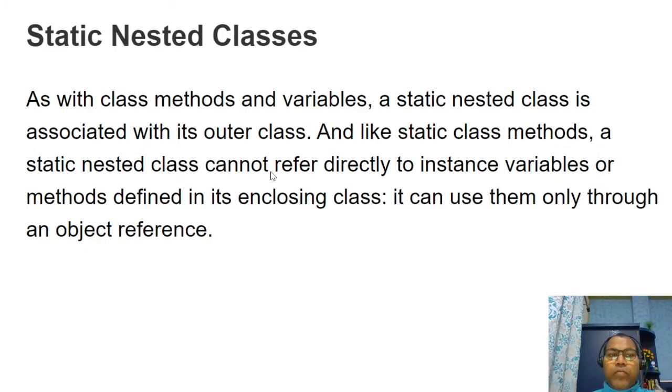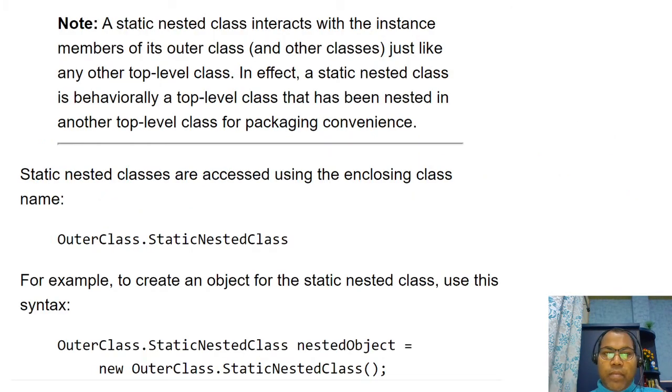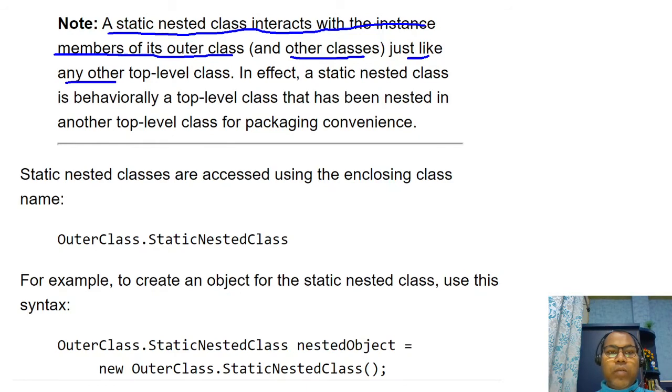So if we declare some static class member outside, it can be accessed inside the static nested class, but you cannot access any instance member inside a static nested class. A static nested class interacts with the instance members of its outer class just like any top-level class. If the nested class wants to access them, it has to get an instance of the top-level class, then use it.